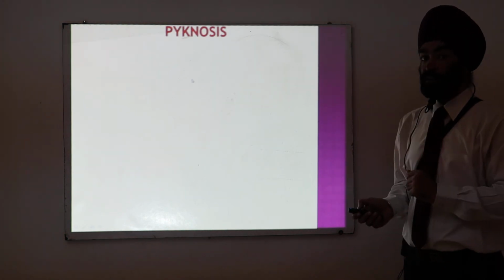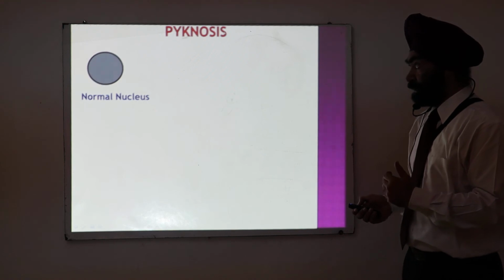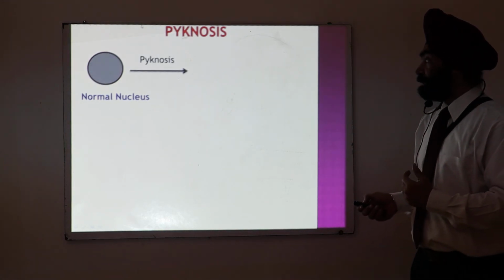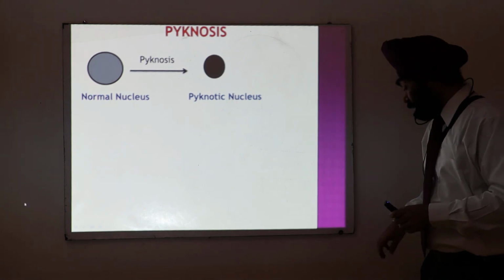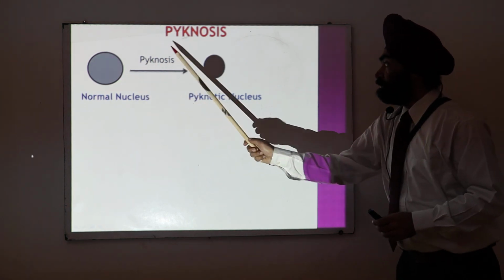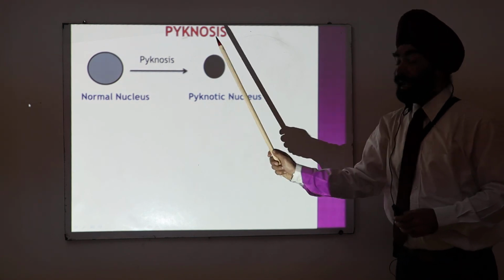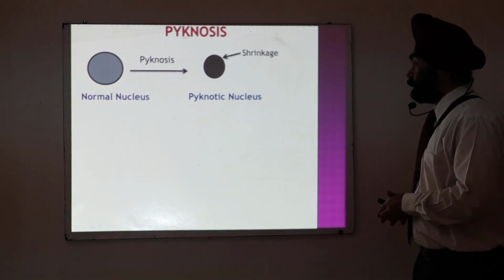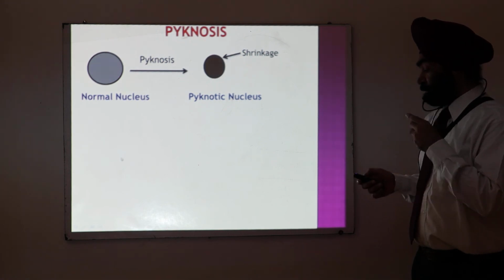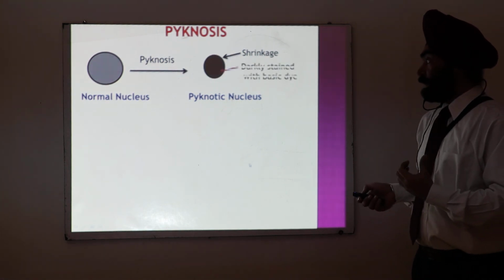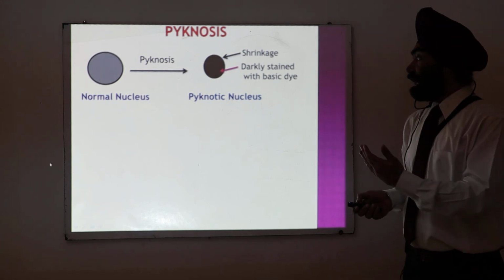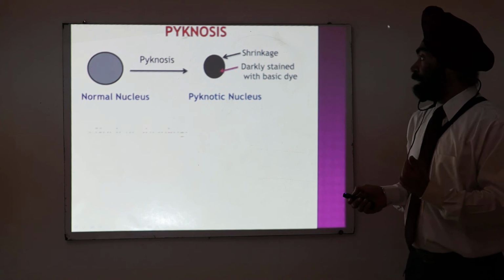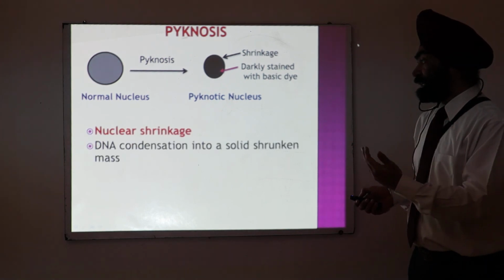Now the second thing, pycnosis. What is pycnosis? Let's say again this is a normal nucleus. If pycnosis is taking place, this is what happens. Now you can see the size of the nucleus is reduced and staining is increased. So there is shrinkage, the size is reduced, but the staining is increased, darkly stained with the basic dye. In the previous one there was fading, but in this condition there is an increase.